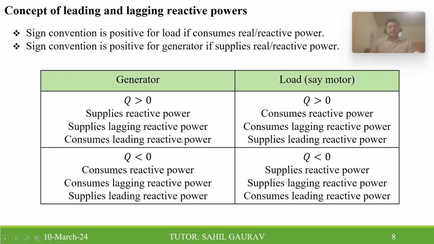Basically, you mentioned the sign convention is positive for a generator if it supplies real or reactive power. When we solve problems in network theorems and circuits, if power across any device is positive, it means it consumes, and if negative, it means it delivers. But here the assumption is somewhat different.